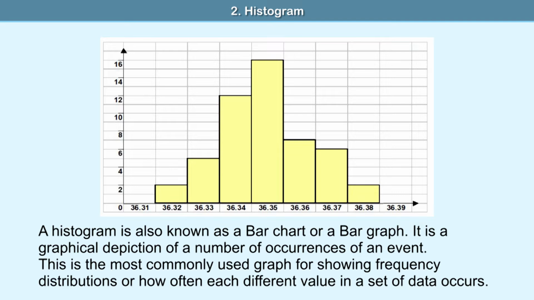The second tool is the histogram. It is also known as a bar chart or a bar graph. It is a graphical depiction of the number of occurrences of an event. This is the most commonly used graph for showing frequency distributions, or how often each different value in a set of data occurs.